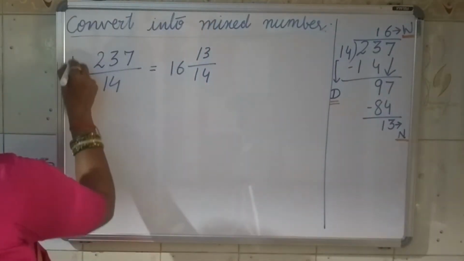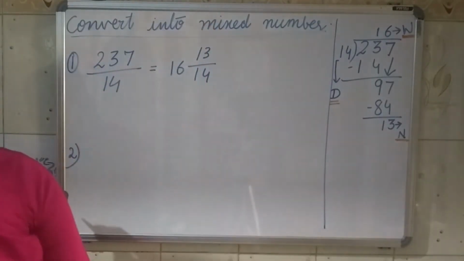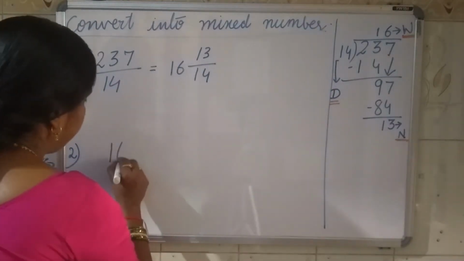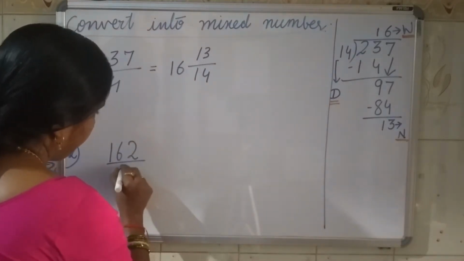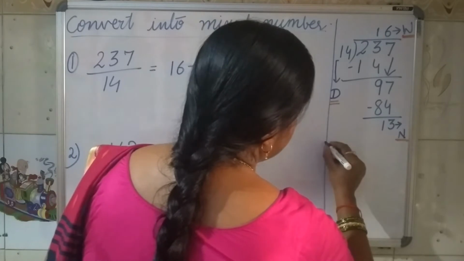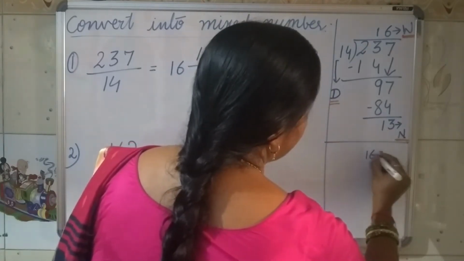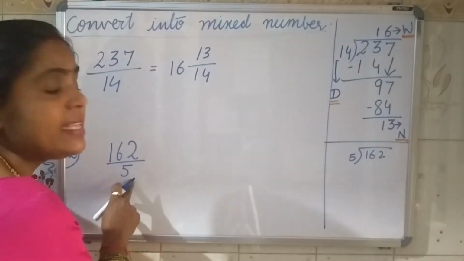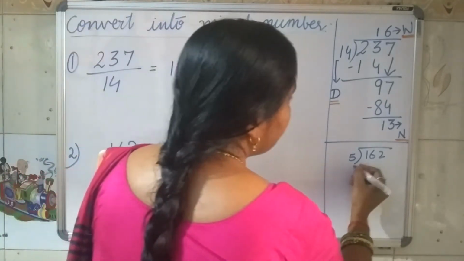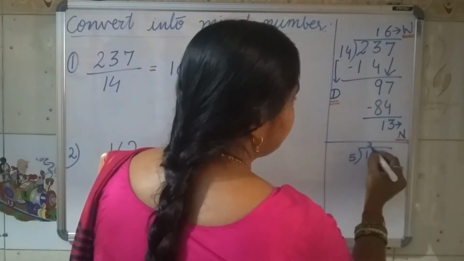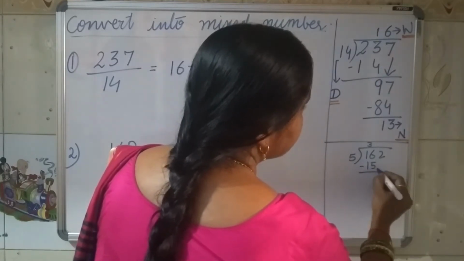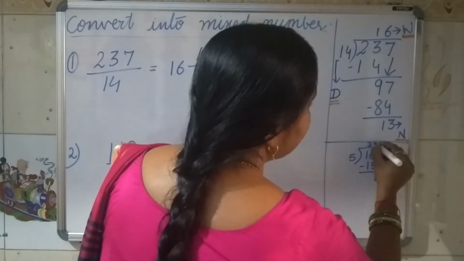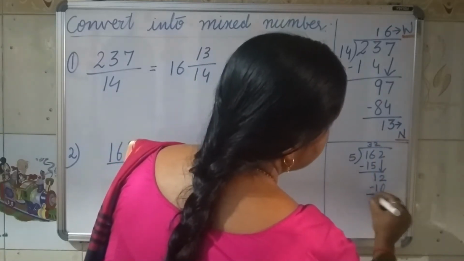I will solve one more example for you. And this example is 162 upon 5. Okay, so here is the rough work. 162 divided by 5. Again I am repeating, whatever the numerator, that is the dividend, and whatever the denominator, that is the divisor. So 5, we will go for 3 times. 5 3s are 15, minus. 16 minus 15 is 1, and this 2 will come down. 5 2s are 10, so minus, this is 2.